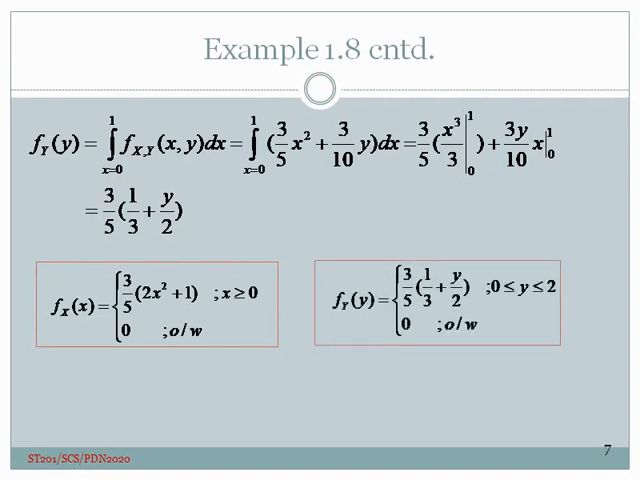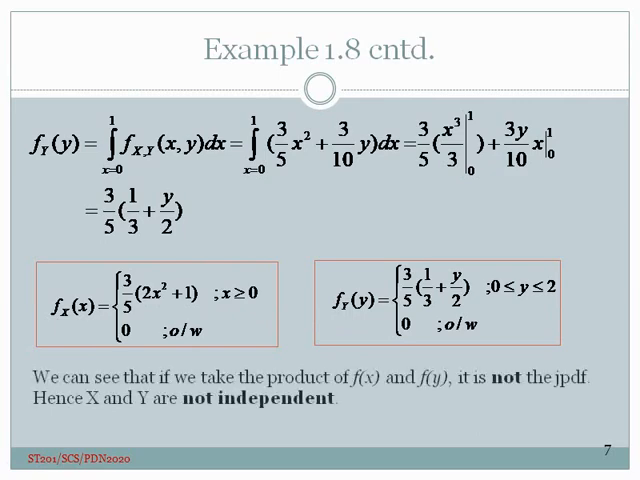In order to check whether x and y are independent or not, we have to multiply fx and fy and see whether you end up with the given joint PDF. Now if you do so, you can clearly see that the product of fx and fy is not the same as the given joint PDF. Therefore, x and y are not independent.